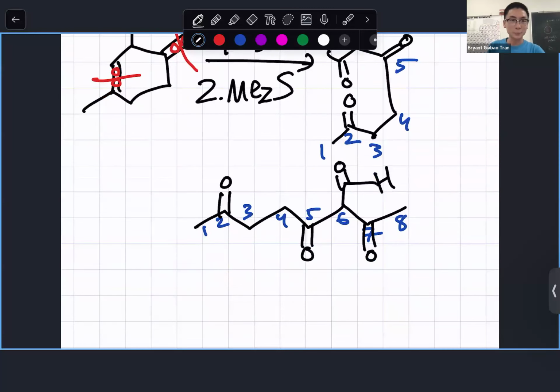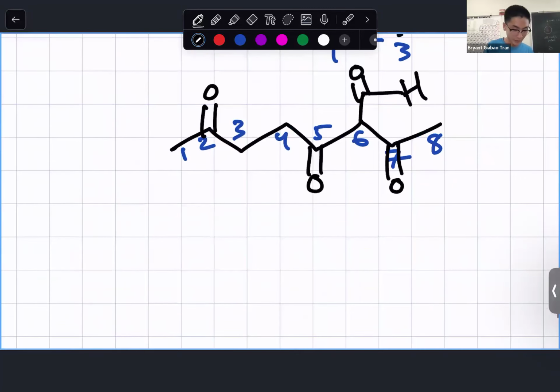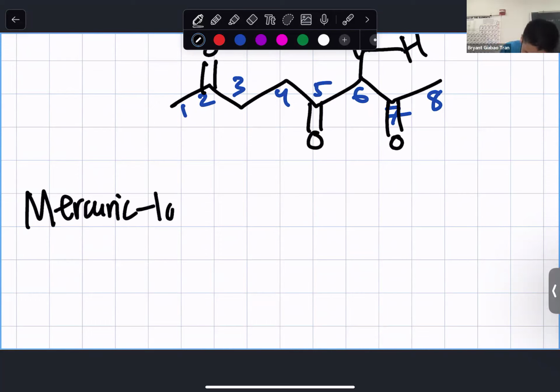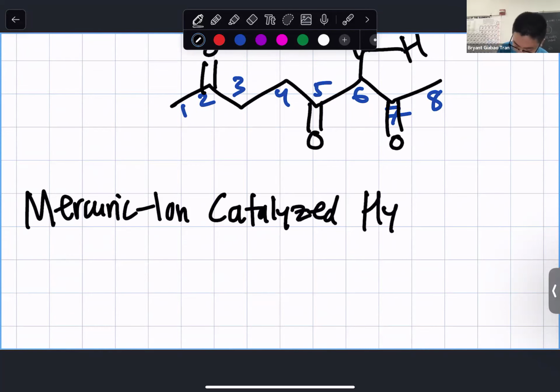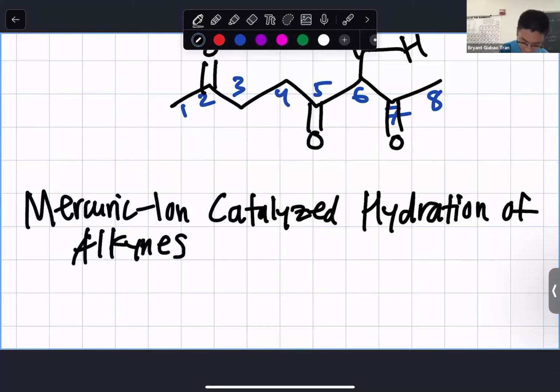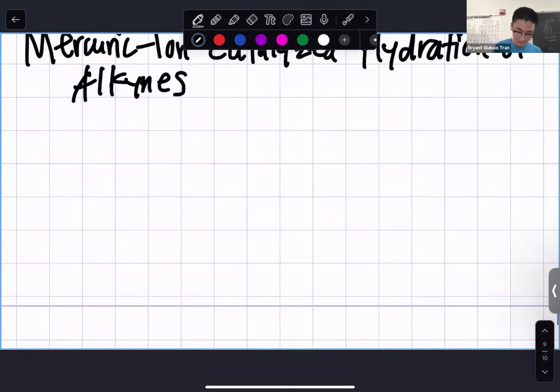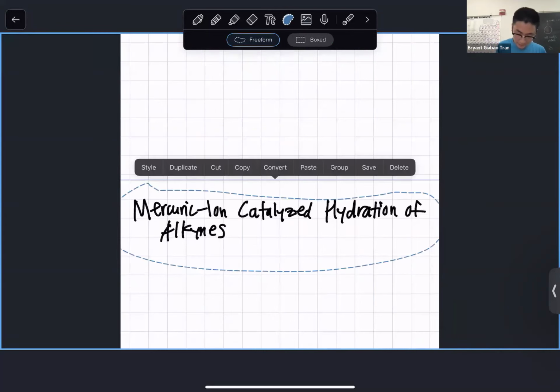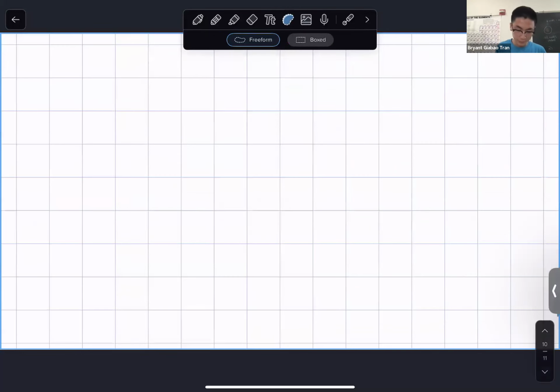Now we could also create aldehydes or ketones by mercuric ion catalyzed hydration of alkynes. Okay. So I'll give you 3 different kinds of alkynes. They're going to go through the same conditions.